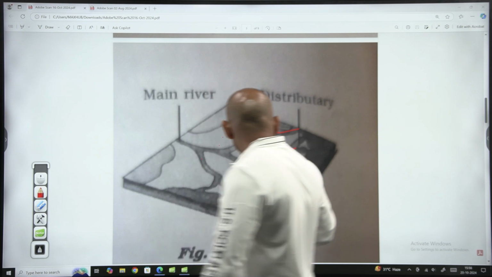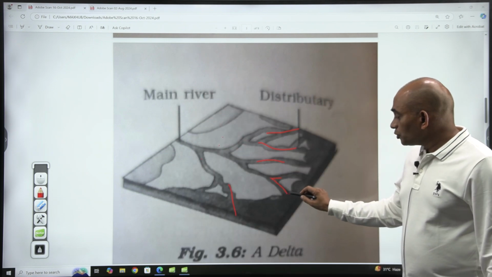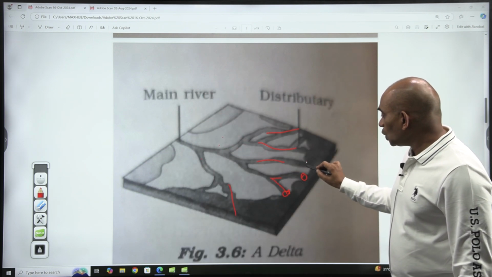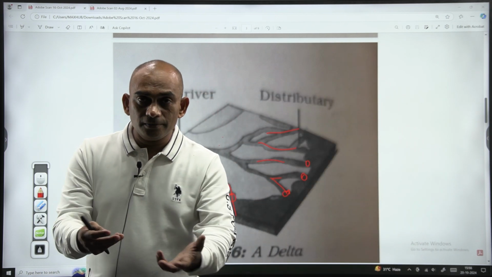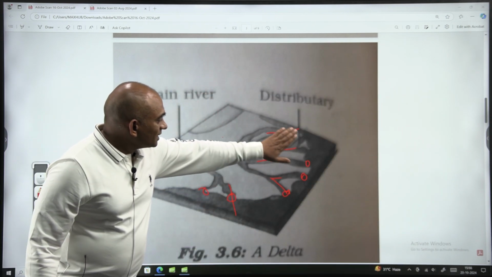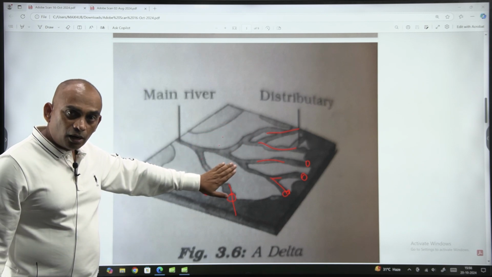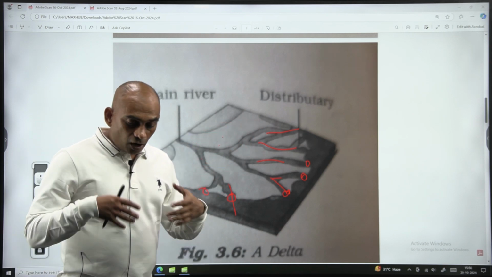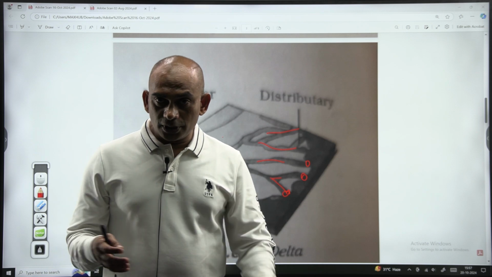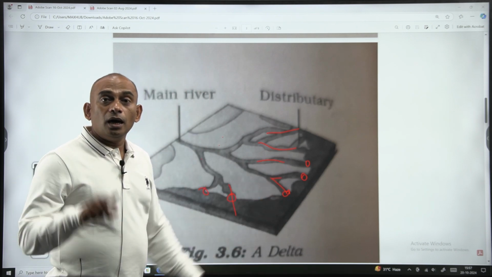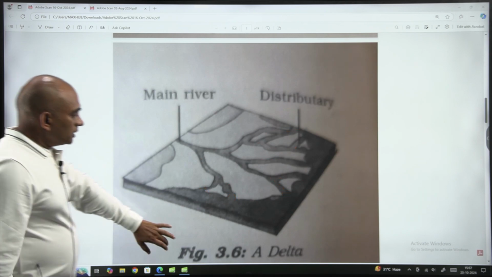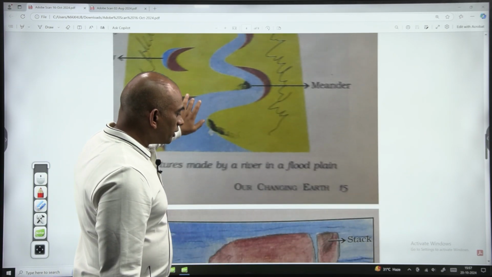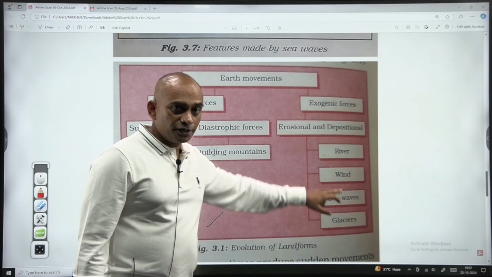Look at this one. These distributaries have their own mouths everywhere and finally drain into the sea. And look at these sediments, how they are looking like that. And all these sediments combine together and form a delta. See? Okay. Now, take up another important agent, that is wind.